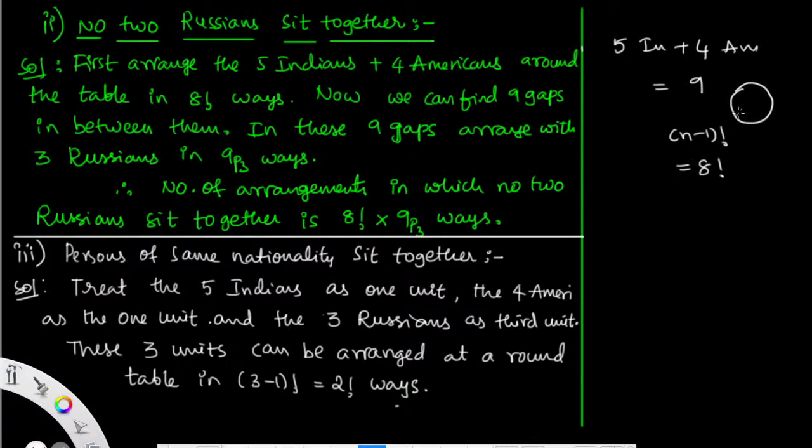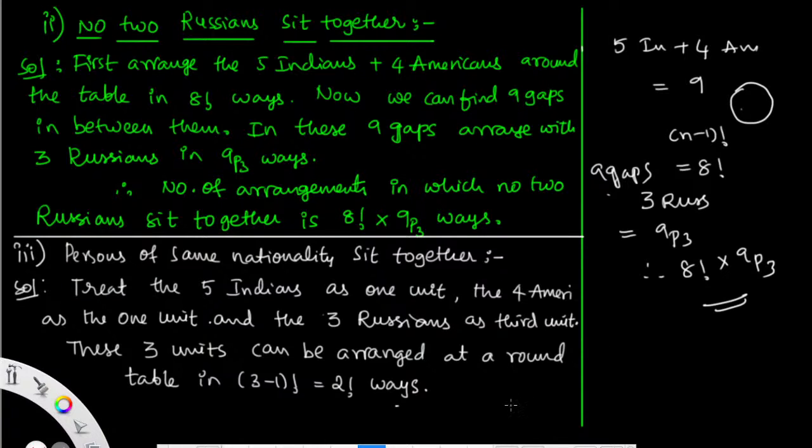So with these 9 persons, how many gaps can we find? 9 things means 9 gaps will be found. In these 9 gaps we can arrange the 3 Russians. 9 gaps with 3 persons can be done in 9P3 ways. Therefore, the arrangements are 8 factorial into 9P3 ways.